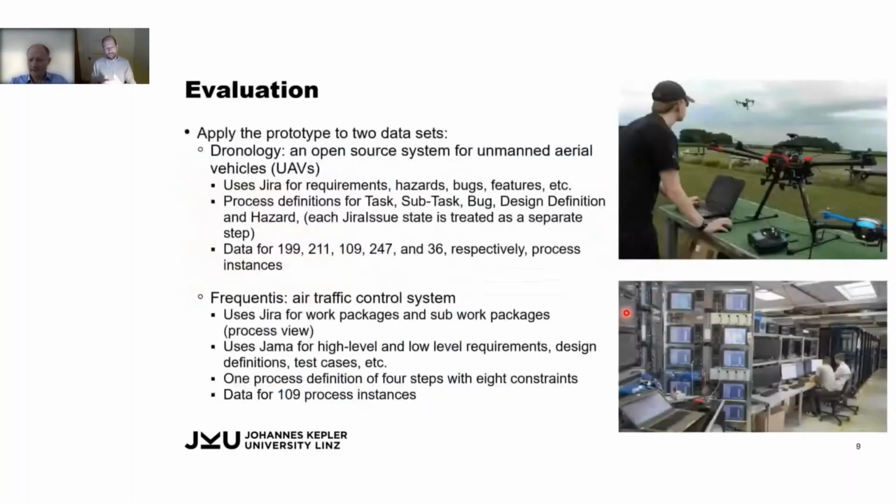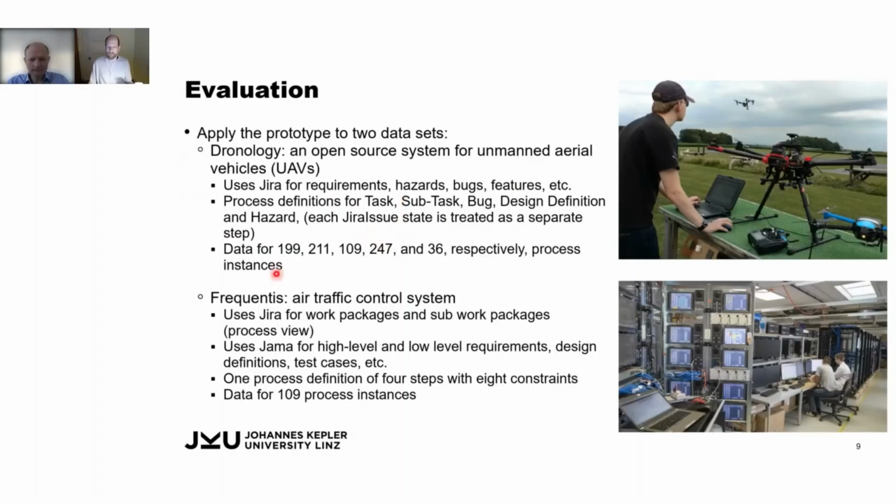For evaluation, what we could do is look at available data sets. One of them is from the Chronology project, which is an open source system for unmanned aerial vehicles, where they use Jira for requirements, hazards, bugs, features, and so on. And all these artifacts go through some mini processes, and for these, certain constraints are specified.